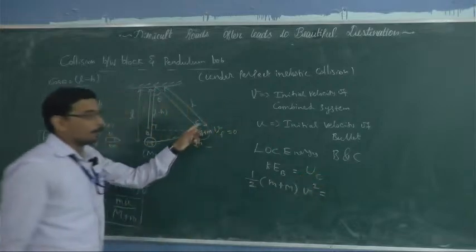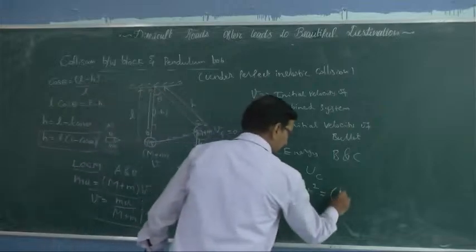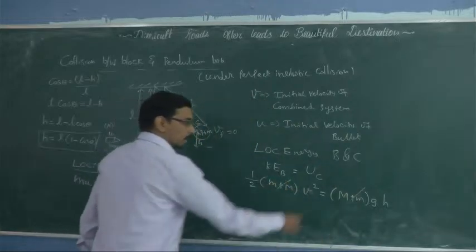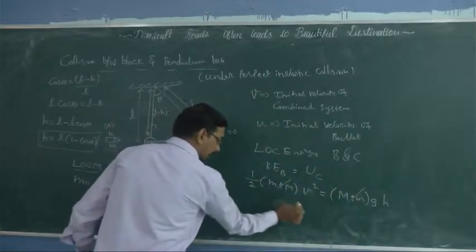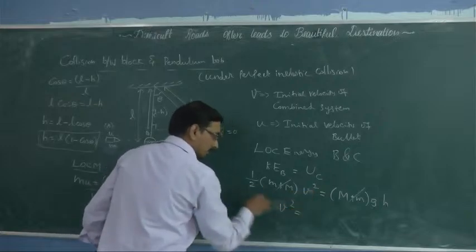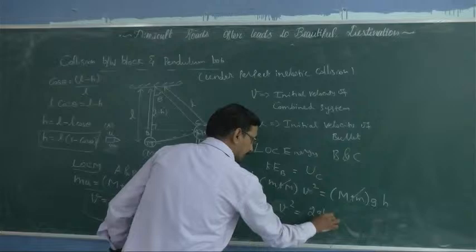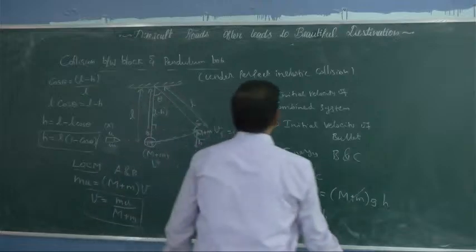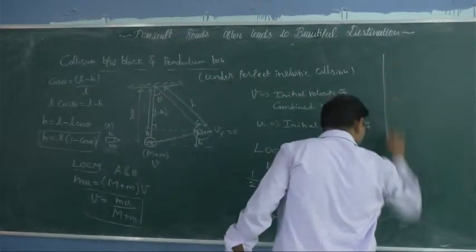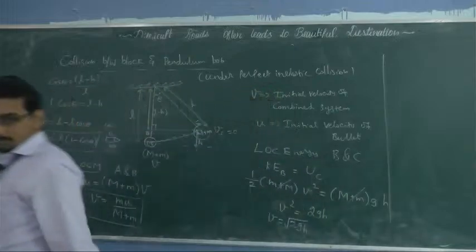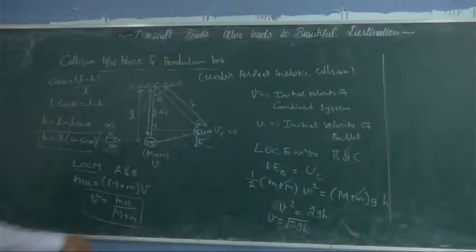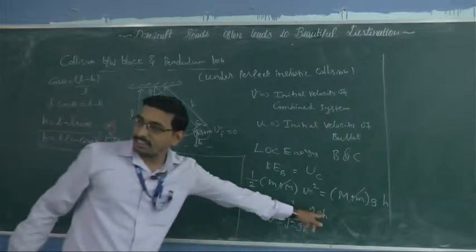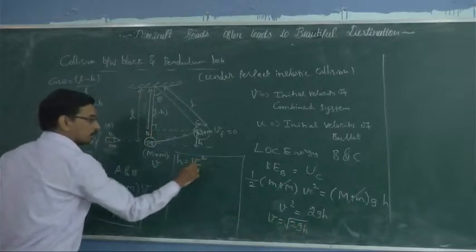What about potential energy at point C? M plus m g into h. Now we can cancel M plus m. To find the h value, we can say half v square will be equal to g h, taking the 2 to that side, 2gh, or v is equal to root over 2gh, or we can say h is equal to v square by 2g.